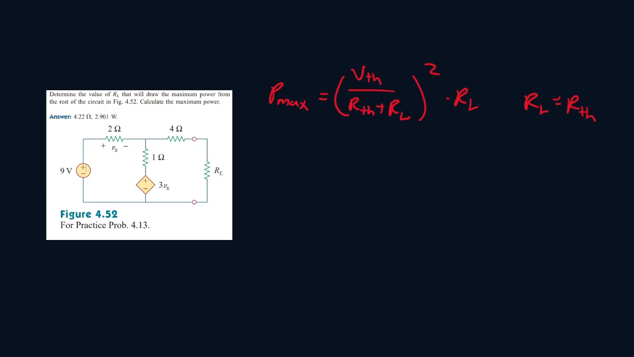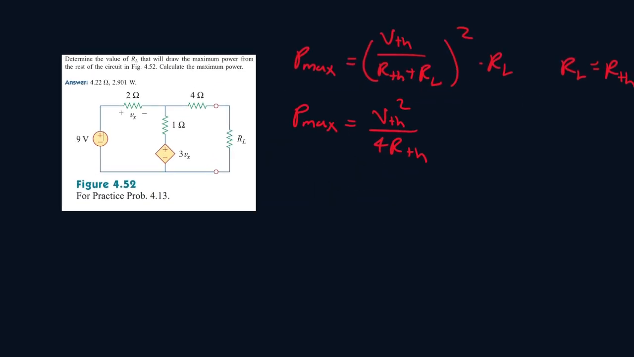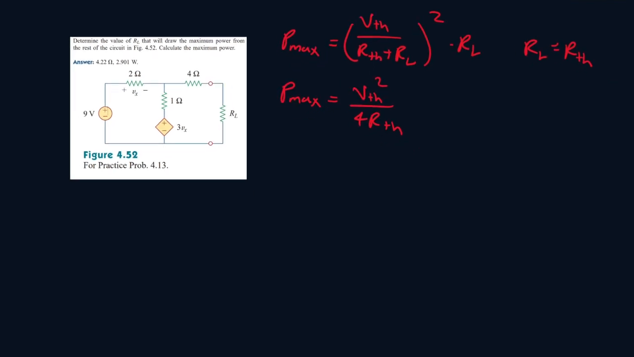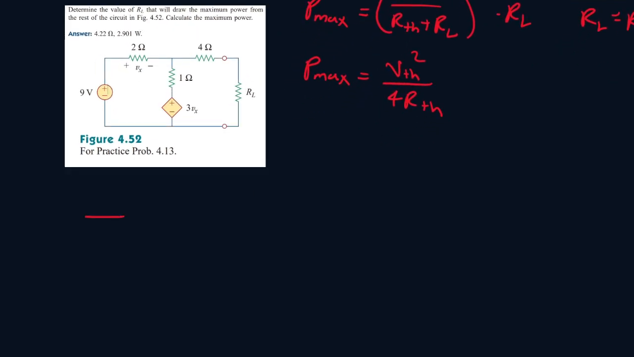Okay, so this by itself means that when the resistor load is equal to the Thevenin resistance, that's when you get your maximum power. So this formula, replacing RL with RTH, we get the following. Okay, so we already know what RL has to be. RL has to be RTH. So let's start by trying to find that.